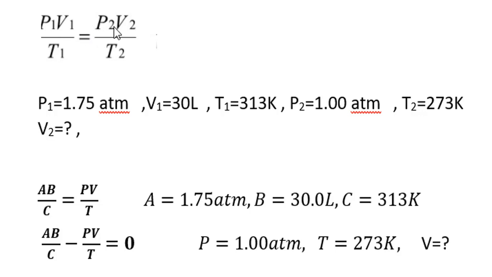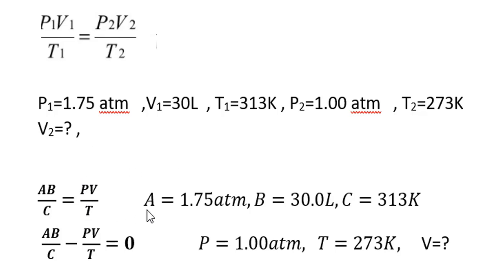We know this is a gas law. P1, V1, T1, P2, T2 are given. We're looking for the value for V2. If we want to use the equation solver, how do we solve this? First of all, in your graphing calculator, you cannot have P1, P2. Therefore, I change P1, V1, T1 into A, B, C. And P, V, T, just leave as they are.